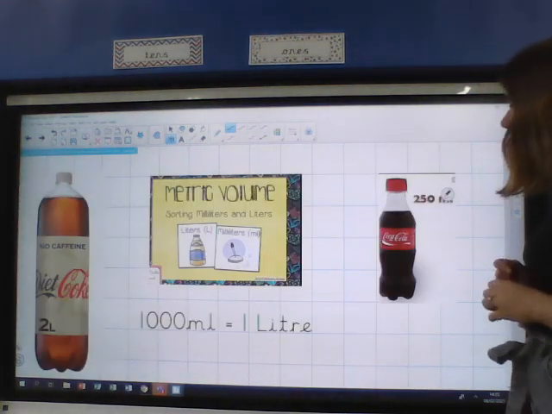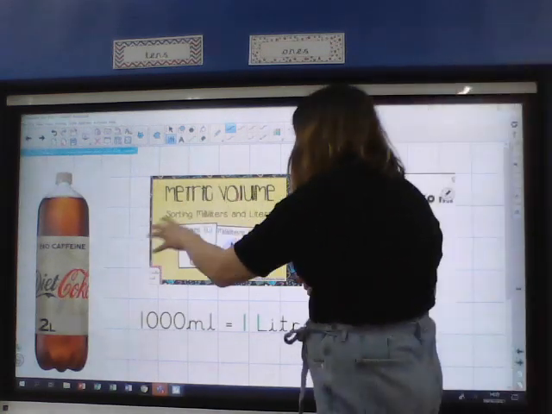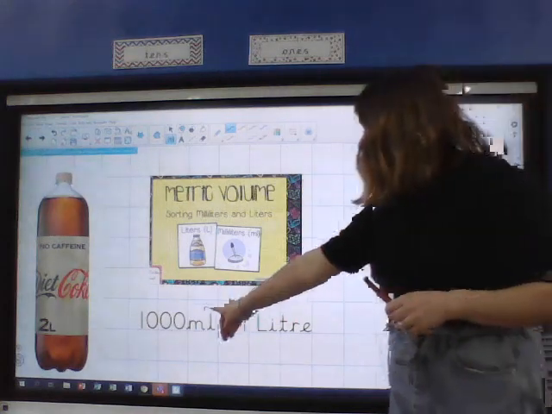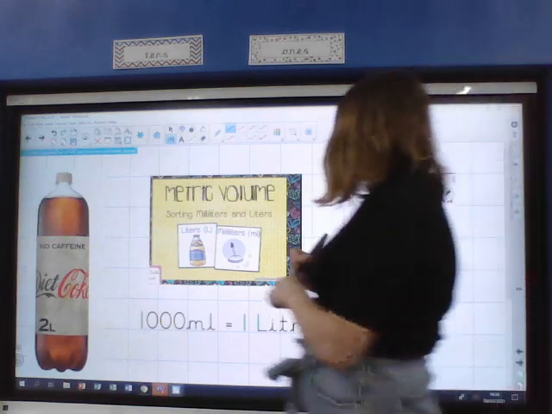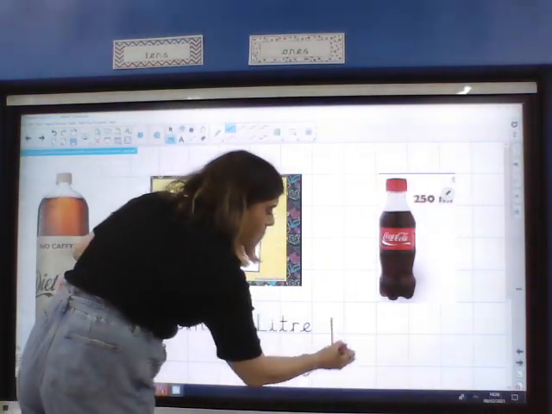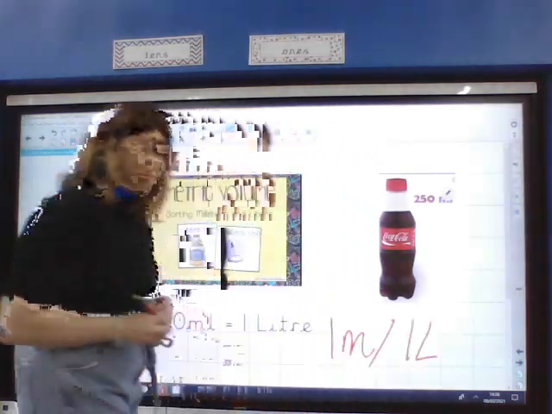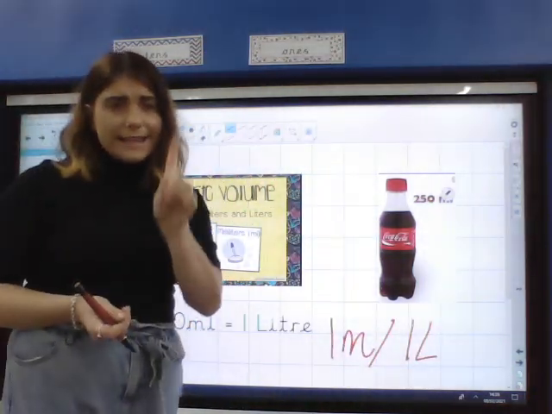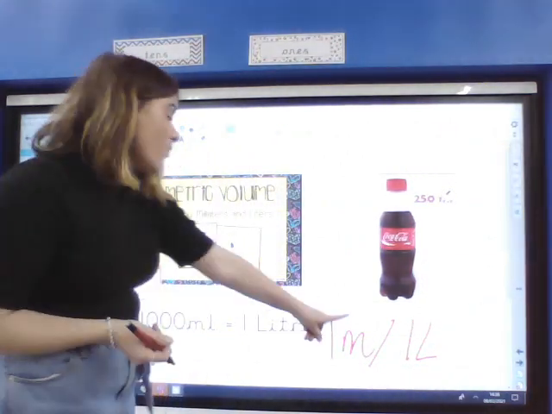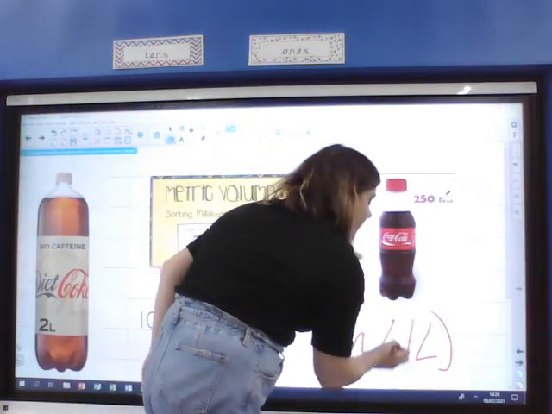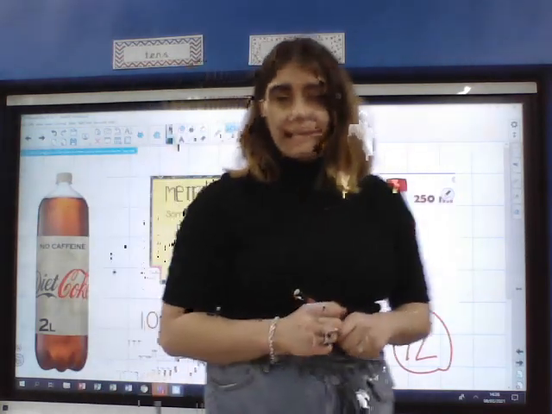Okay. And then we looked at capacity and volume and how it was measured in millilitres and litres. And we learnt that 1,000 millilitres is equal to 1 litre. So which is more then? 1 millilitre or 1 litre? Write on your whiteboard, which is more? 1 litre is more than 1 millilitre because 1 litre is equal to 1,000 millilitres.